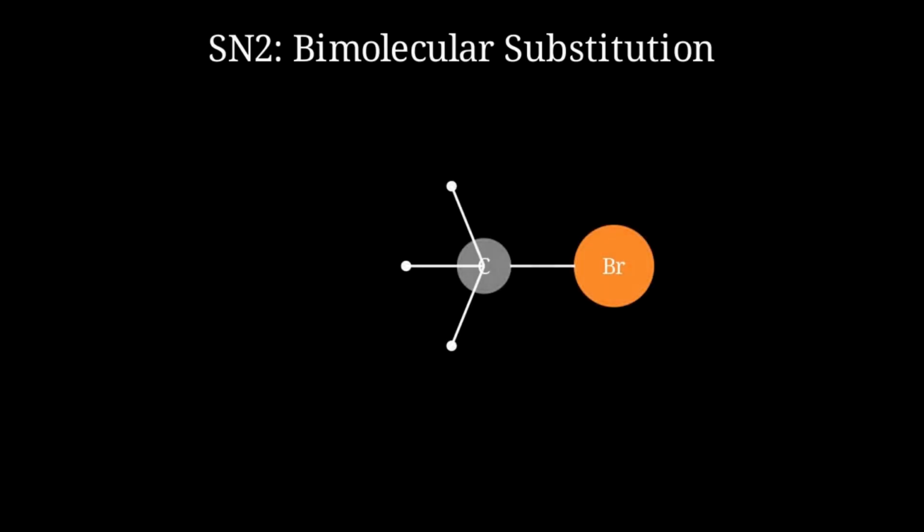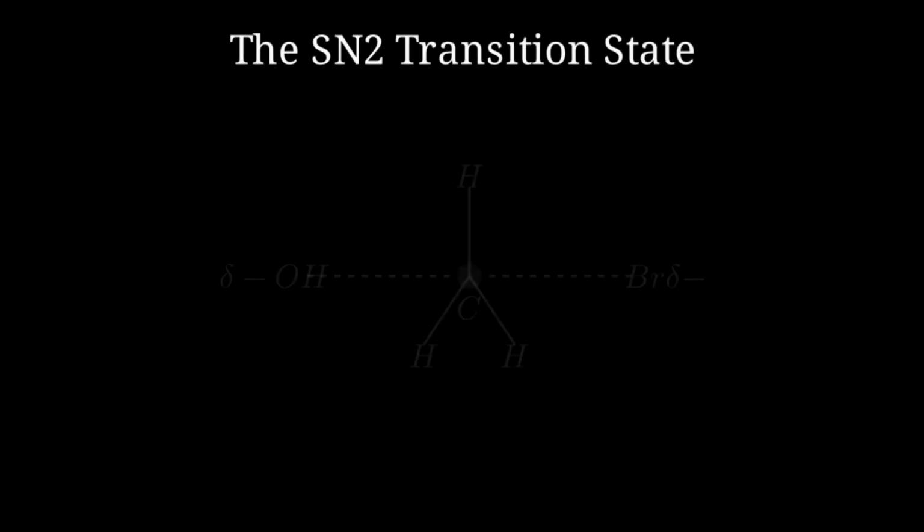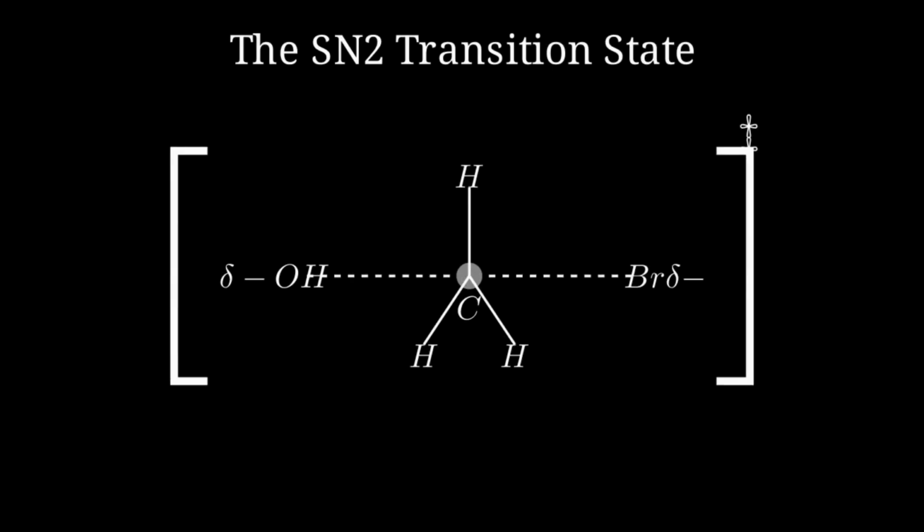SN2 is a bimolecular process, meaning two molecules are involved in the single, concerted step. The nucleophile must attack the central carbon from the side exactly opposite to the leaving group, a maneuver known as a backside attack. During the reaction, a high-energy transition state forms where the carbon is momentarily bonded to both the nucleophile and the leaving group. This state is unstable and leads immediately to the expulsion of the leaving group and bond formation.